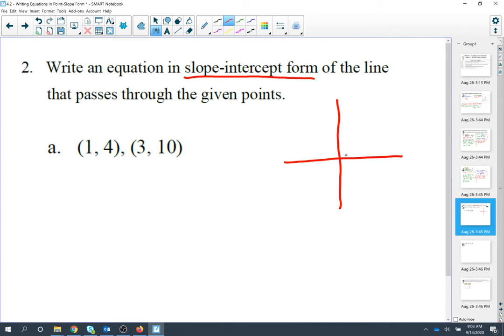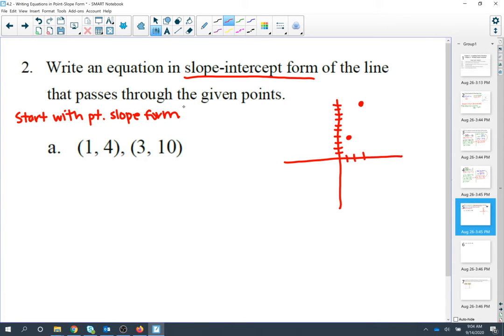So (1, 4) and (3, 10). So it looks like I've got those 2 points. Now, if I'm looking at those 2 points, are either of those the y-intercept? And the answer to that is no. So really what I'm going to start with here is point slope form.